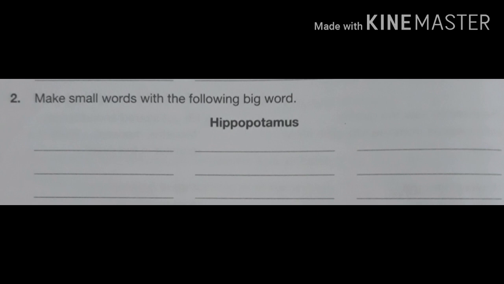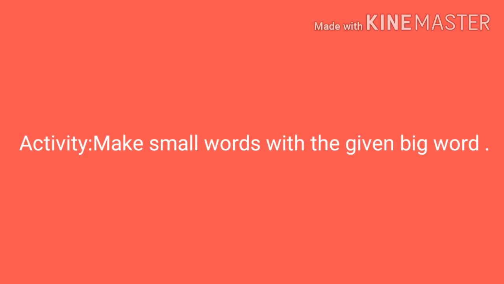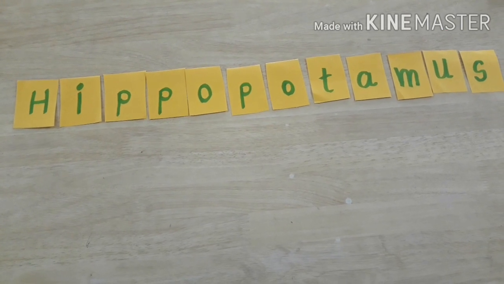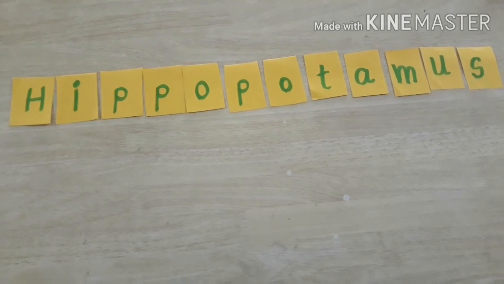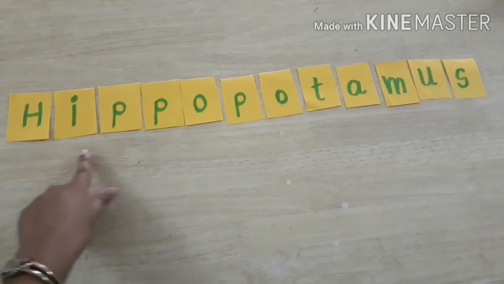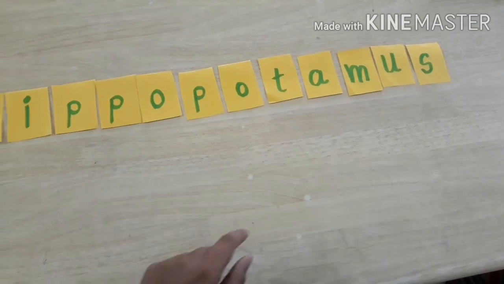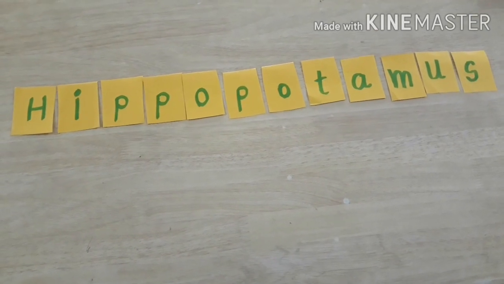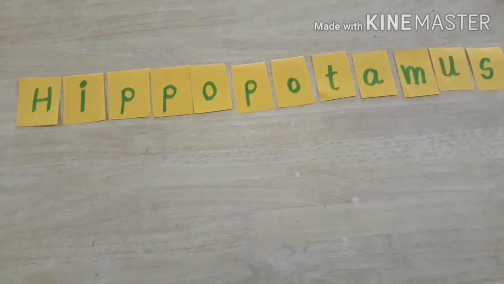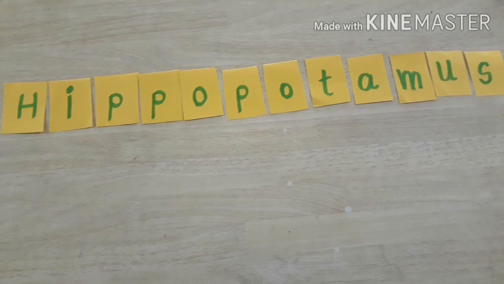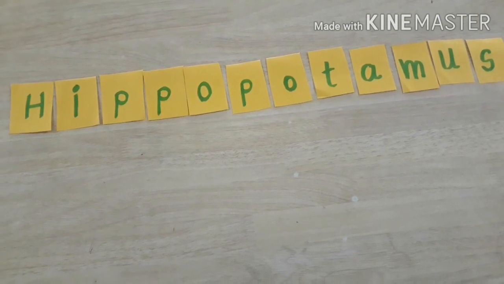Now let us go to the next question, number 2. Make small words with the following big word. Now children, let us make a small word using the letters from the big word. Let us read first. Hippopotamus. Hippopotamus. It is a name of a large animal.